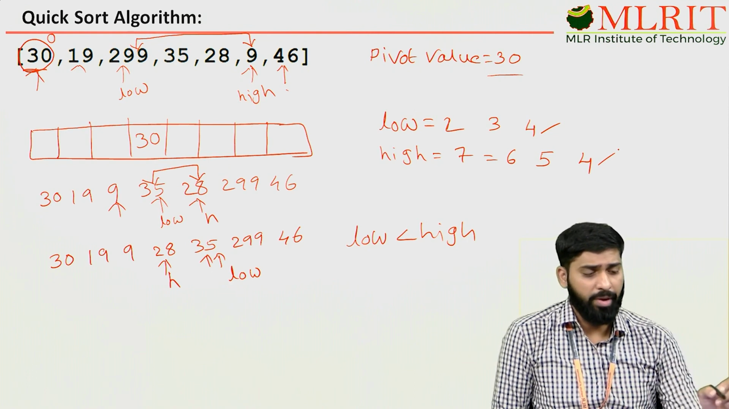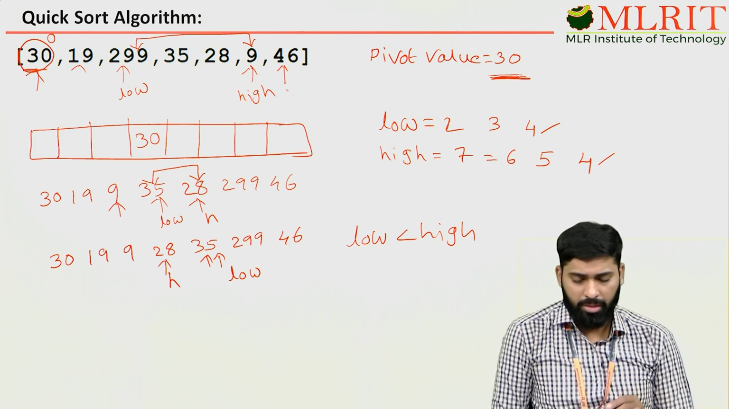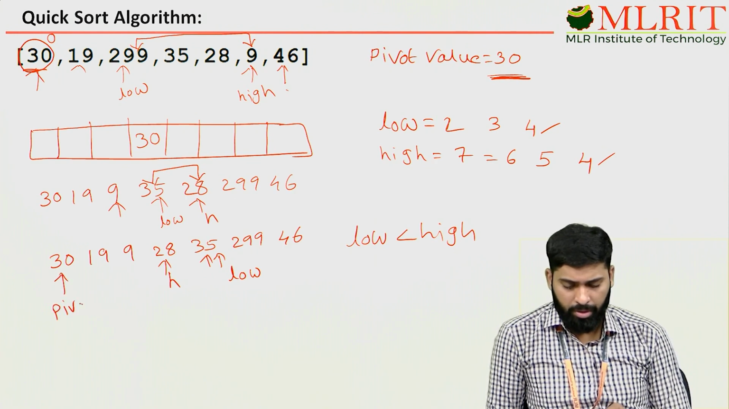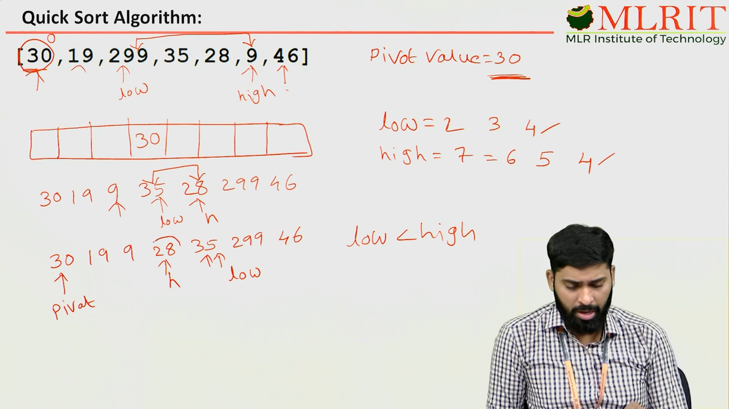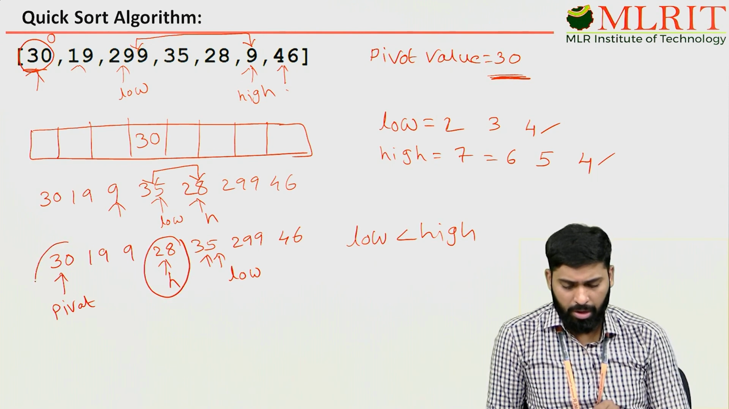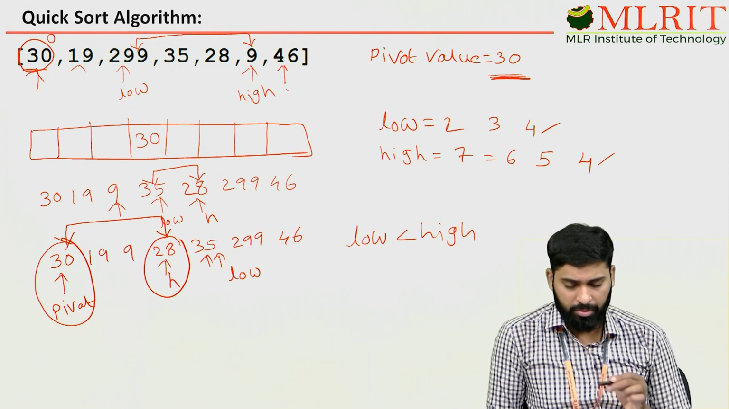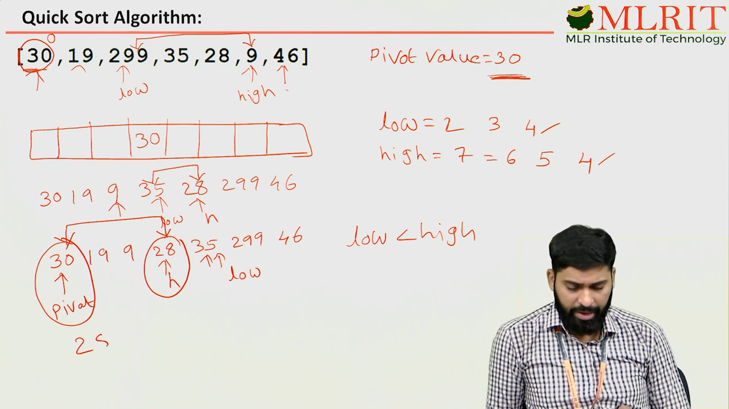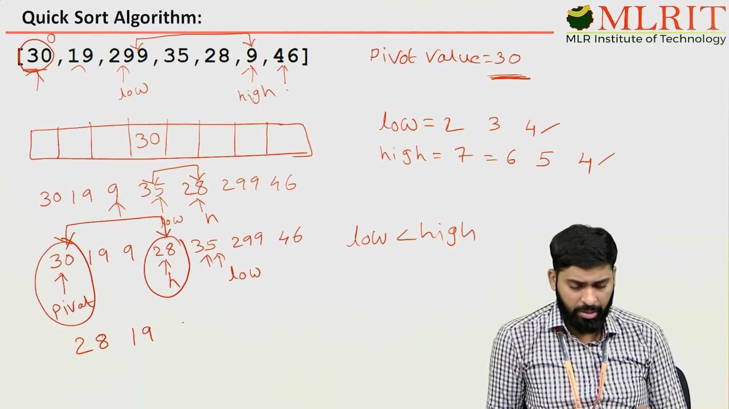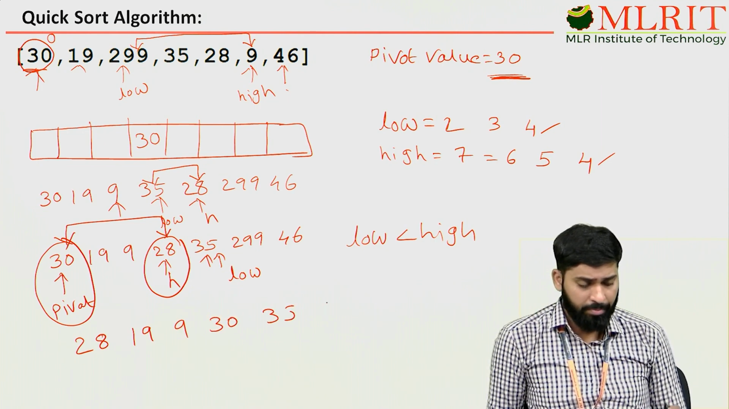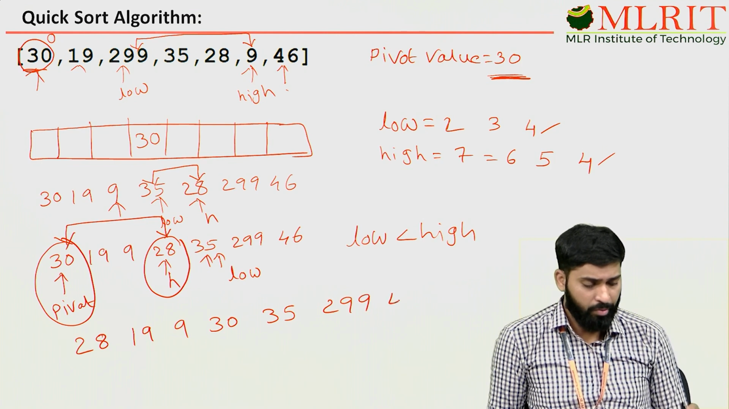What is the pivot value? 30. That means this is the pivot. What is the high value? So this is the high value. This is the pivot value. Now you change these two values. Now what do we get? 28, 19, 9, 30, 35, 299, 46.